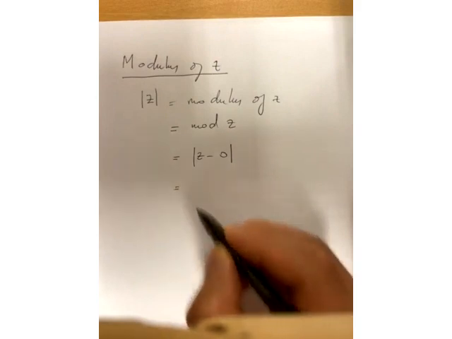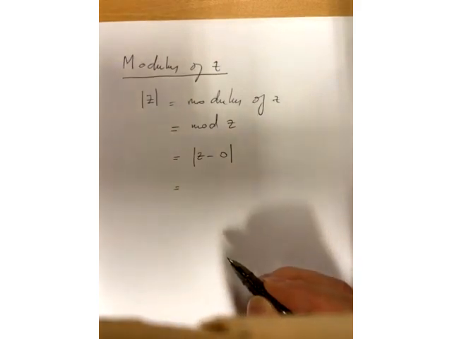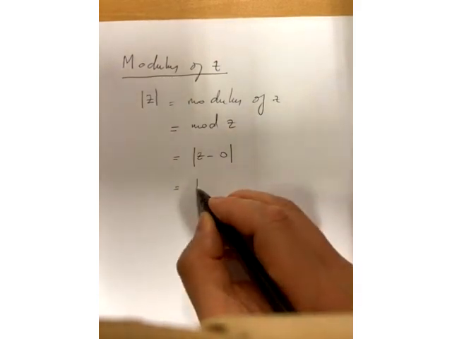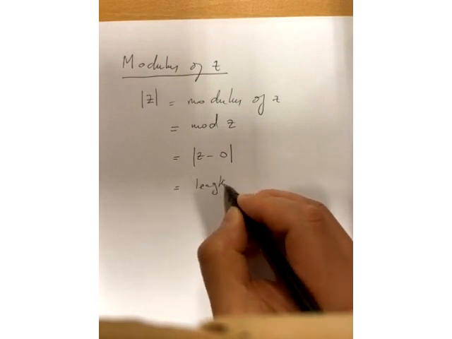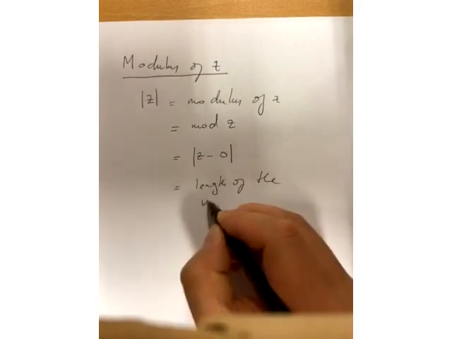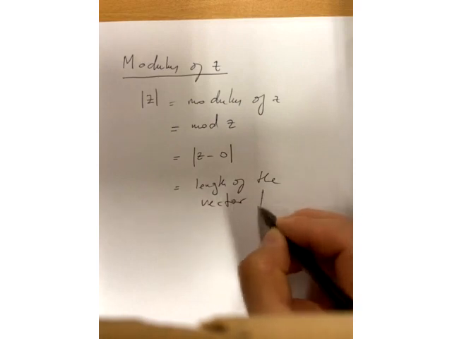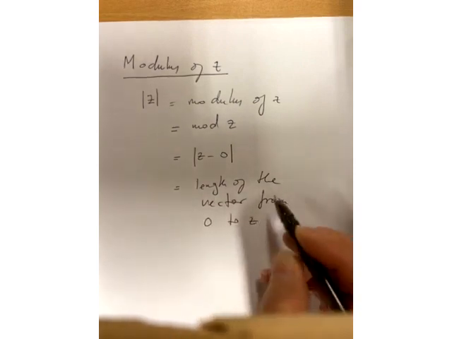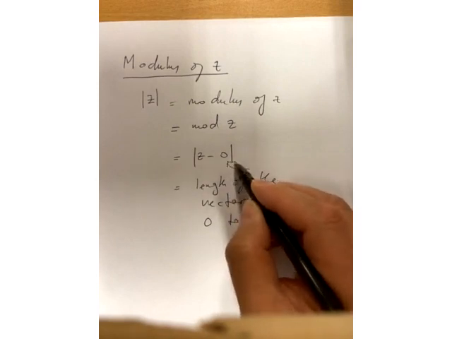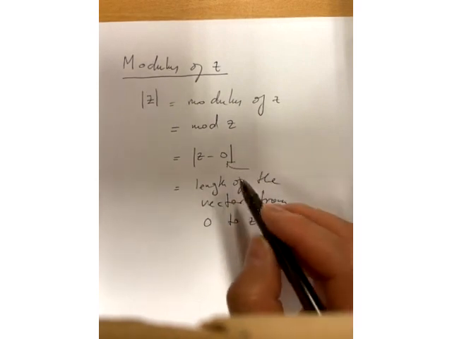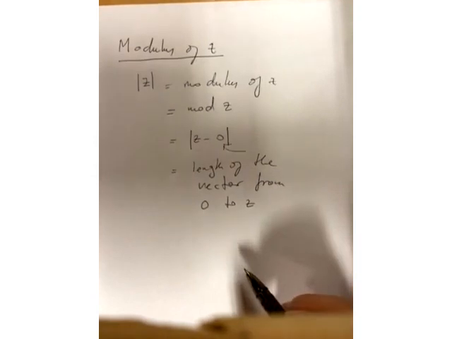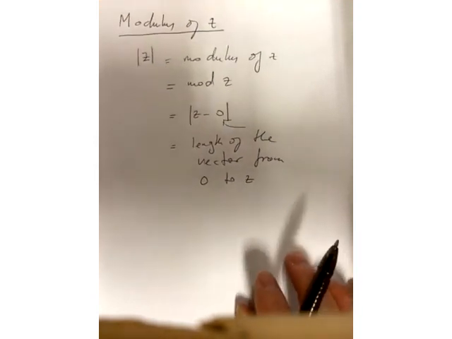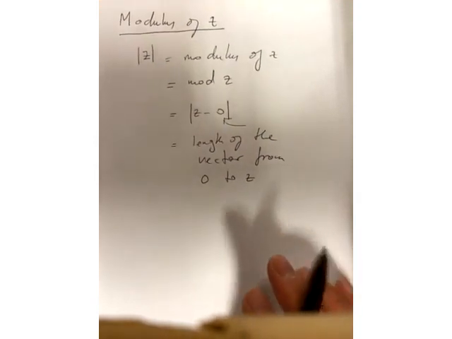And this is the most important definition now: it's the length of the vector from O to Z. But this is your starting point of the vector, and this is the end point. So that is what modulus is about.